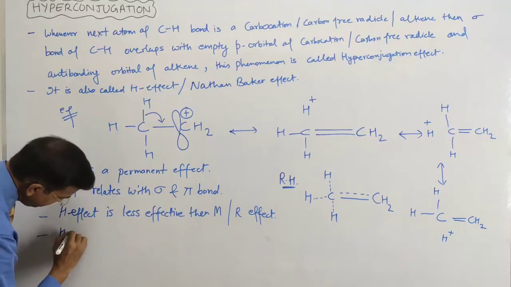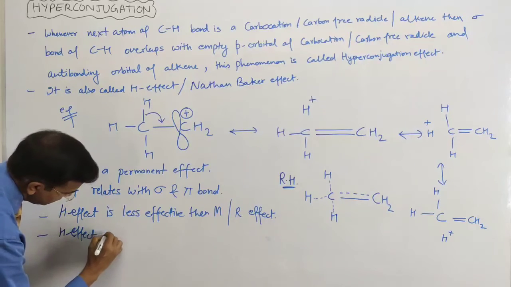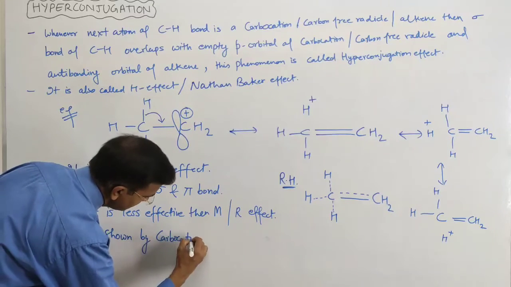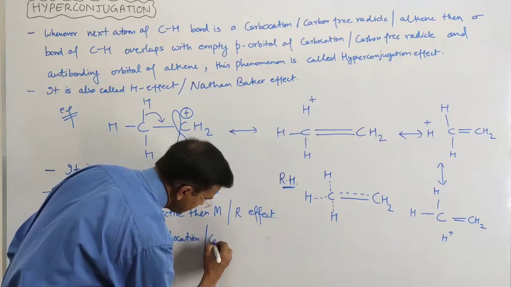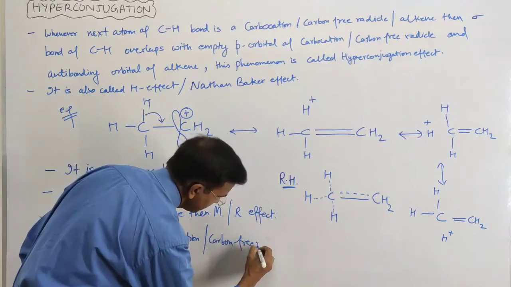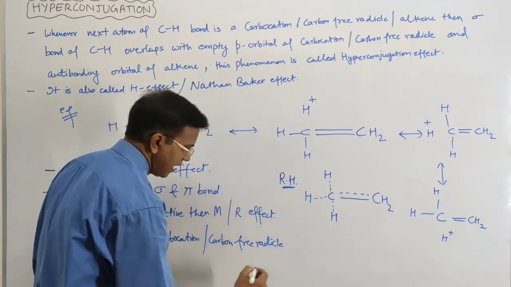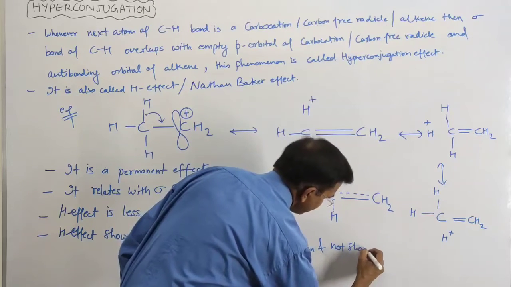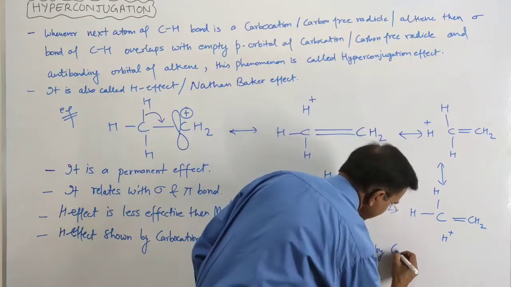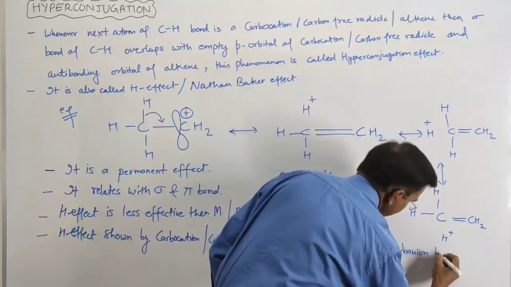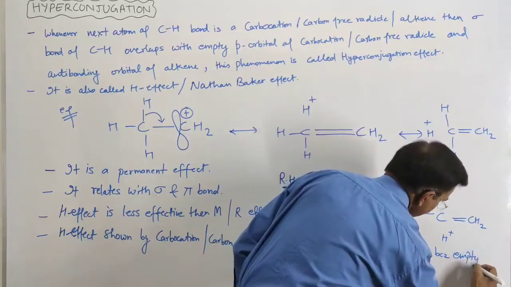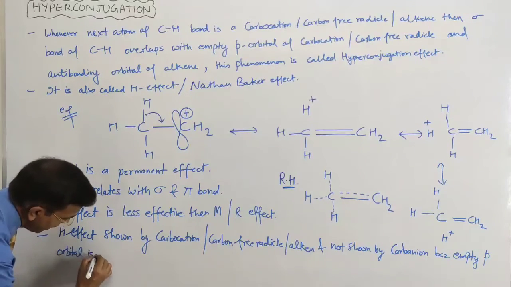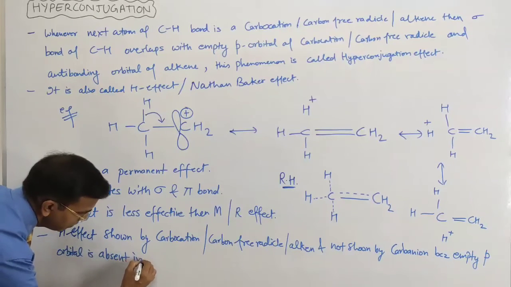So the H effect is shown by carbocations, free radicals, and alkenes, and not shown by carbanions, because the empty p orbital is absent in a carbanion.